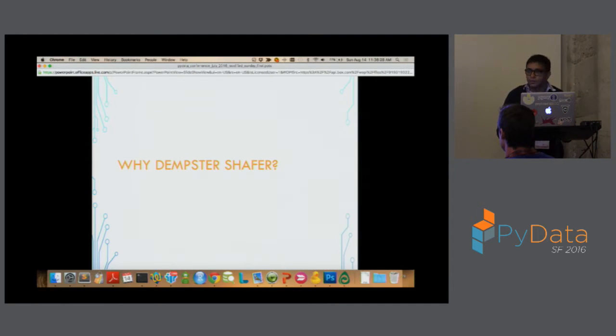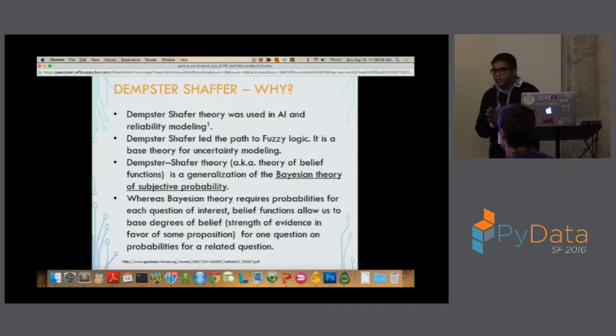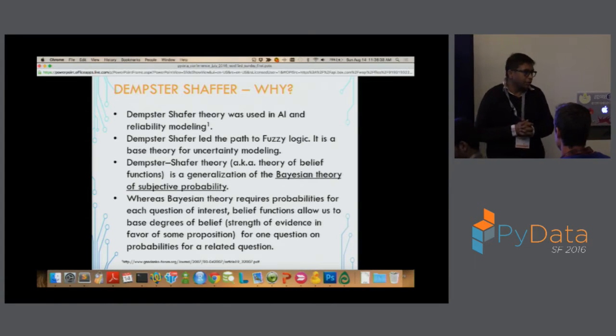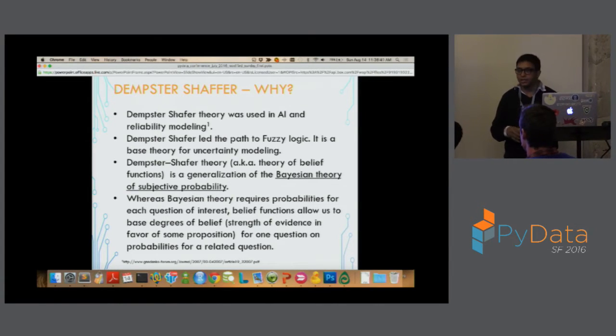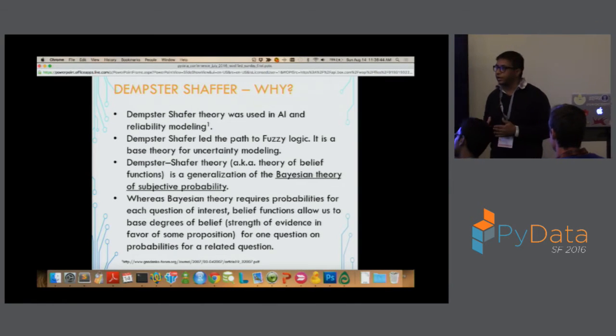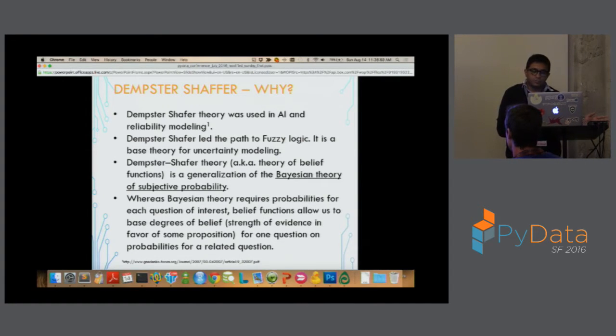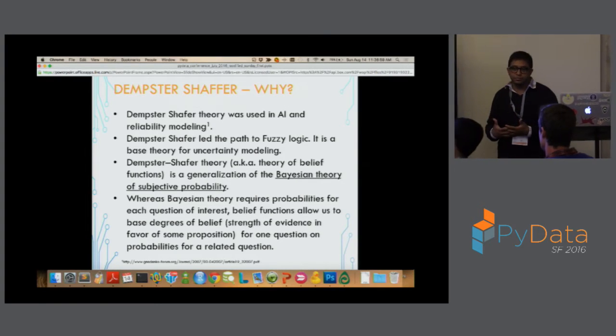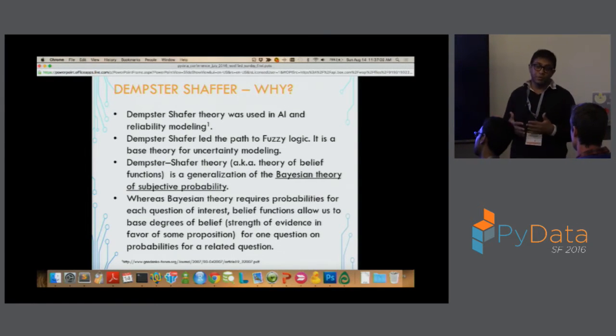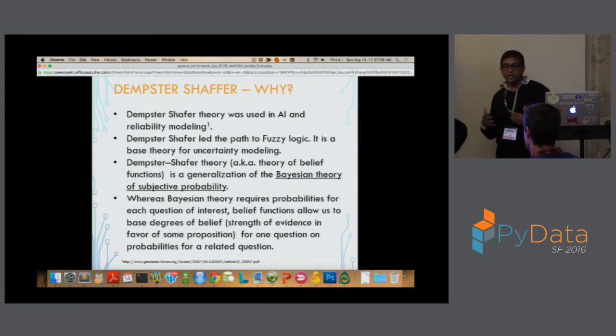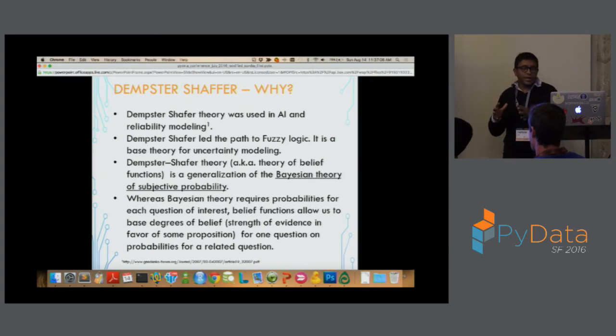Okay, so why did I select the Dempster Shaffer method? A couple of things. Dempster Shaffer was used in AI a lot and in reliability modeling. I have some links, and there is a whole list of references. You can reach out to me later on. I can give you the details on the references as well. It led to the path of fuzzy logic. I wanted to go to the basic algorithms of Dempster Shaffer and see how I could integrate it with our regular predictive modeling algorithm. And thanks to my interns who did work with me and spent days and nights on it. Without them, I would not have validated a few of them. So that was the basic principle why I wanted to go behind Dempster Shaffer.